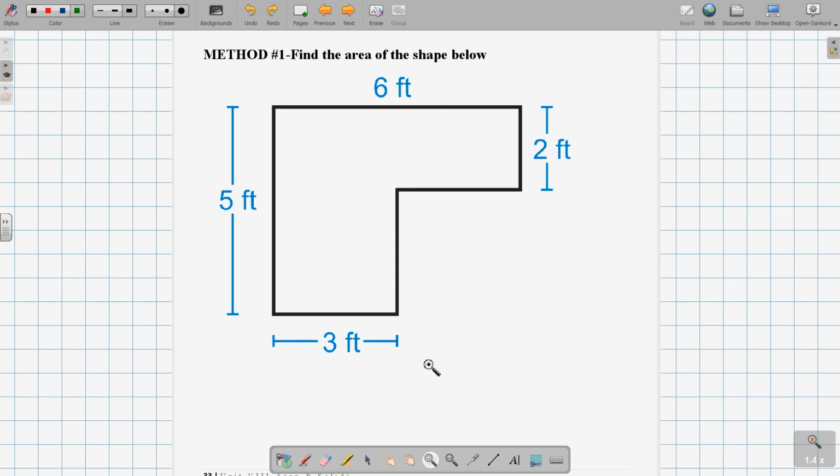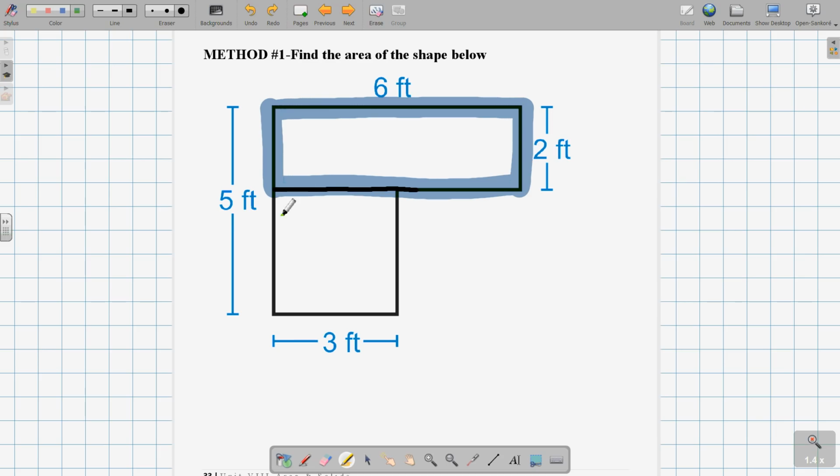If I want to see the area of the shape below, I can see it as a combination of 2 rectangles. We could slice it down vertically, or I can slice it across horizontally. You're going to get the same area either way. So let's go ahead and use this horizontal component, which means I'm going to have one rectangle and another rectangle.